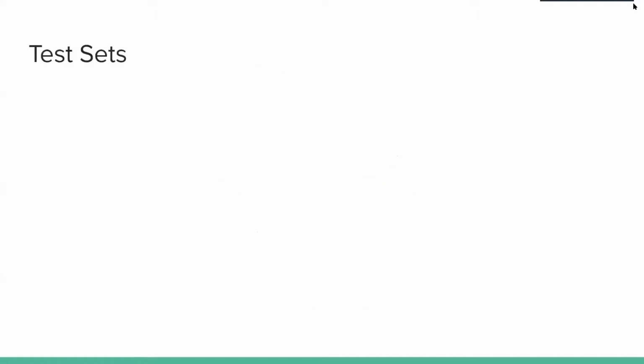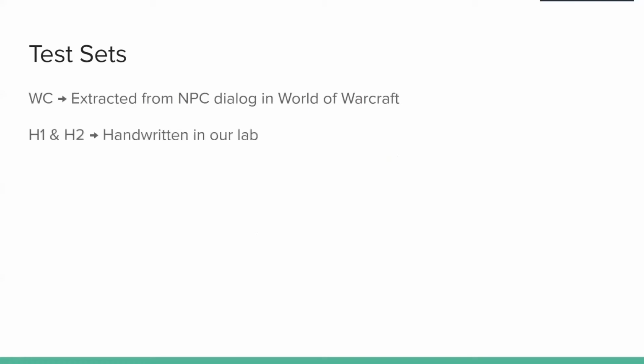We created 4 test sets to test the accuracy of our methods, each with its own commands and user utterances. The first test set we took from NPC dialogue in the World of Warcraft games. The next two we handwrote in our lab with things that we thought people would say while playing Halo. And the final one we consider to be the most valuable test set because it came from real users.